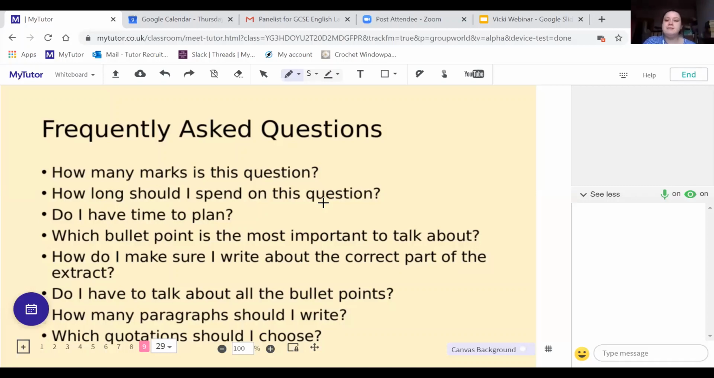Which bullet point is the most important to talk about? There isn't a hierarchy. There aren't more marks for one than there is for the other. They are all equal. So you can do words and phrases, you can do sentence forms, and you can do language features and devices. You can do any 3, it doesn't matter. How do I make sure I write about the correct part of the extract?